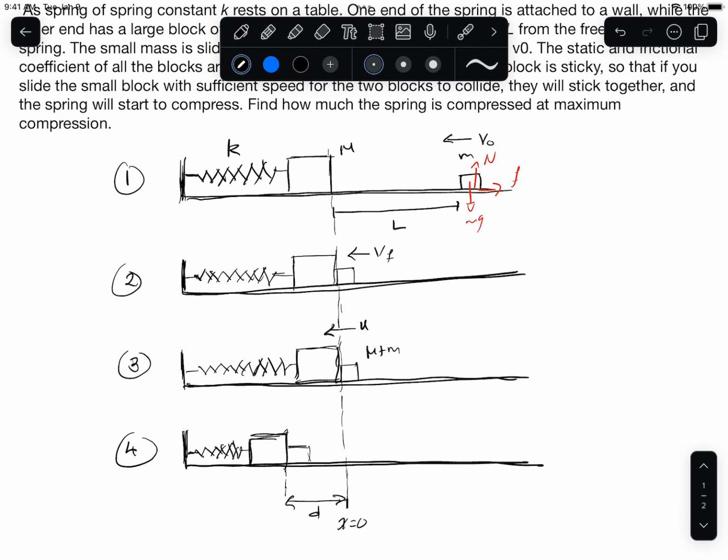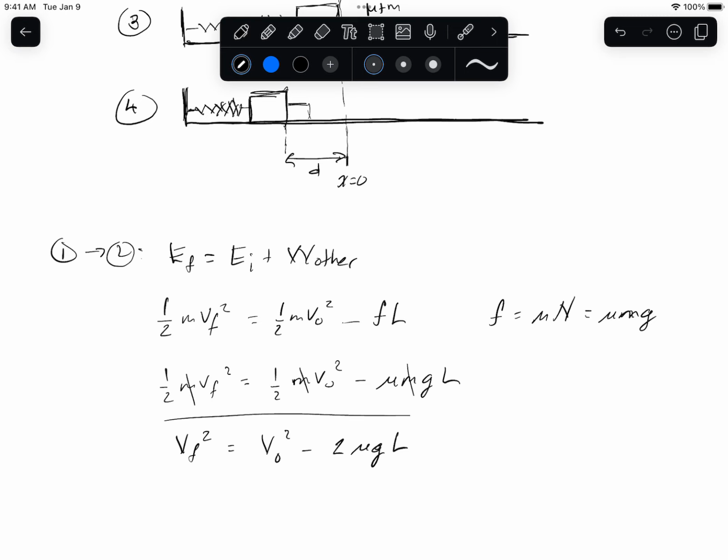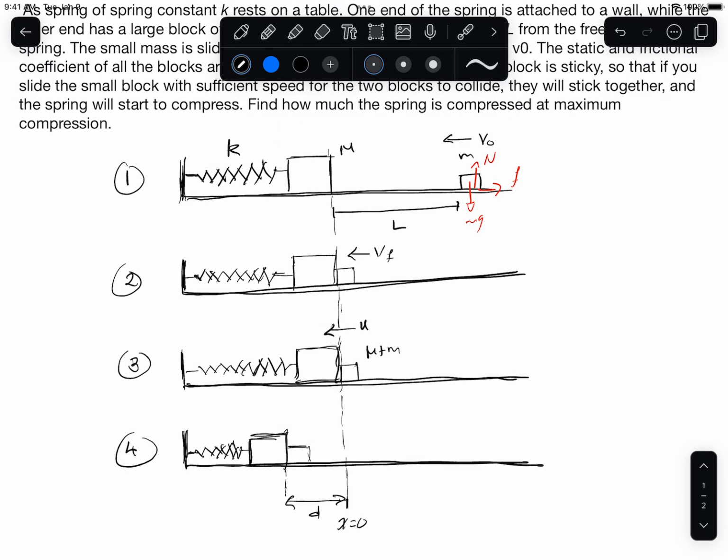Well, what's the distance? The distance in my picture is actually L, so let me go ahead and write that as L here because that's what I call the distance in my picture. And you can see that the mass cancels out, and I can multiply by 2, and I get that the final velocity squared is equal to v naught squared minus 2 mu g L, and that is my final answer. So now I know what the final velocity of my little block is right before it collides with the big block.